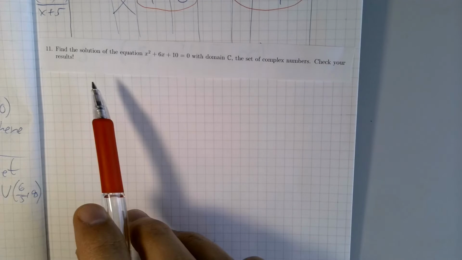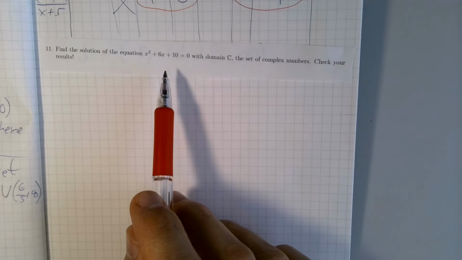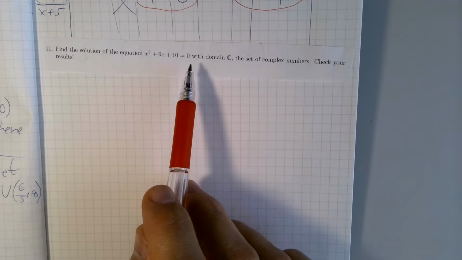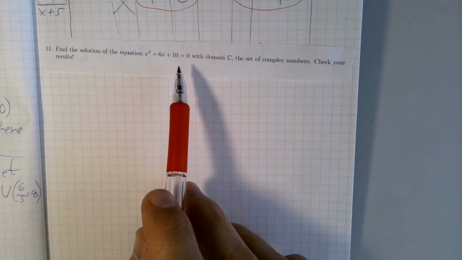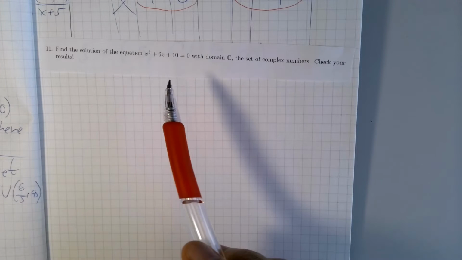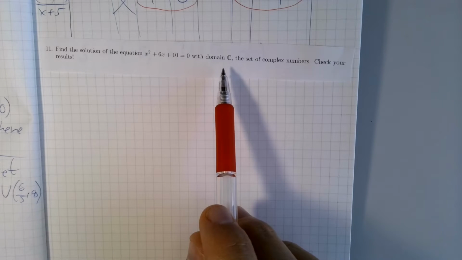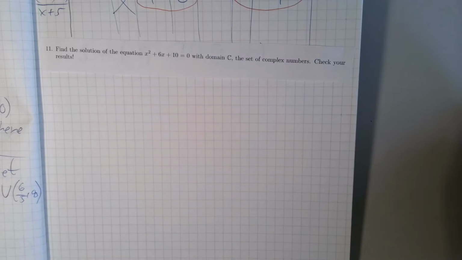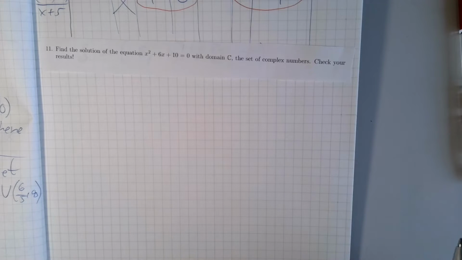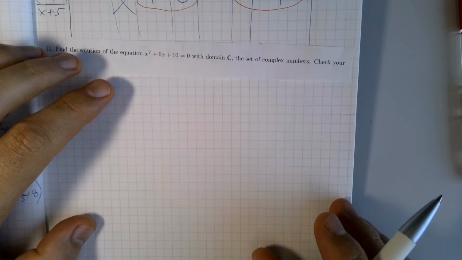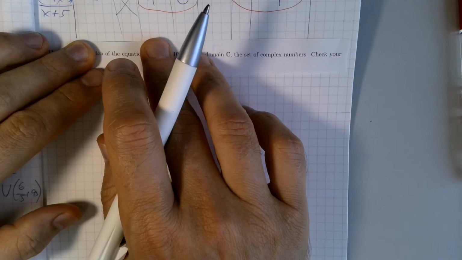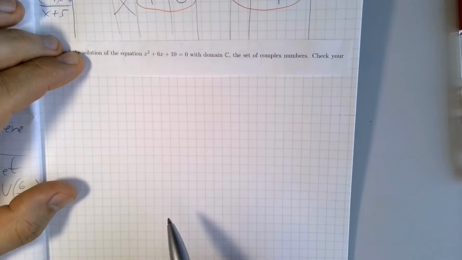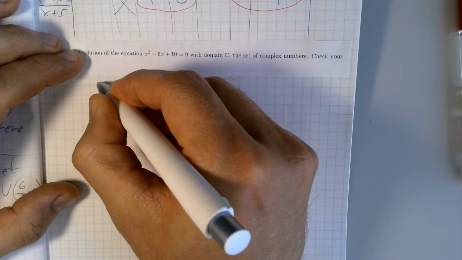Find the solution of the equation x squared plus 6 times x plus 10 equals 0. Well, it's certainly above the x-axis, we are adding 10. Oh, but with the domain C, which is the set of complex numbers. Okay, so we know that we will have two solutions, no matter what. So I just look at this one, and well, the easiest way to go is to use the formula.